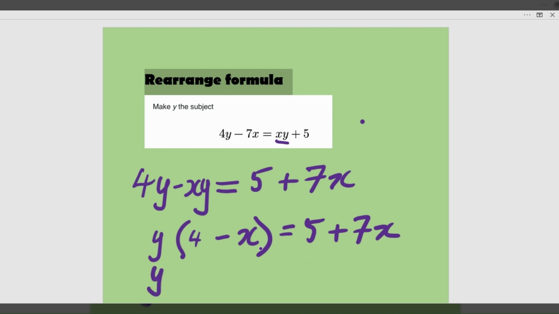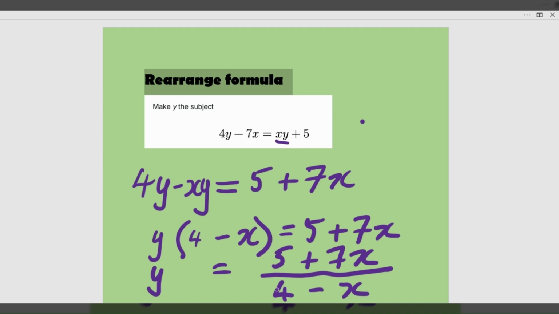I can divide through by this 4 minus x, and I would get 5 plus 7x divided by 4 minus x. And there we are. Y is now the subject of the formula.